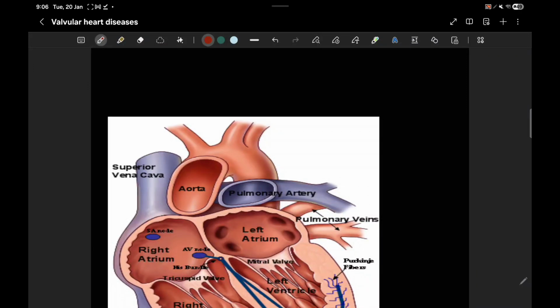So today we will together study a very important topic, valvular heart diseases. So let's discuss the anatomy of the heart first initially, and the anatomy along with the physiology. How is the blood being pumped?